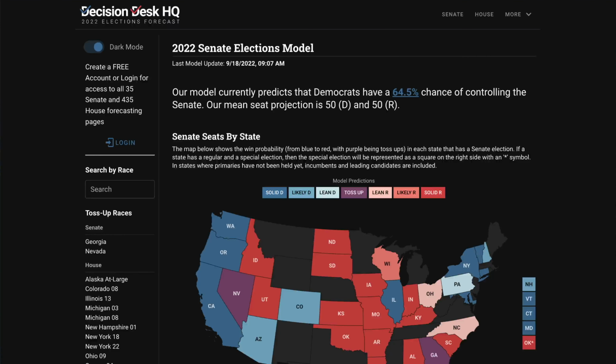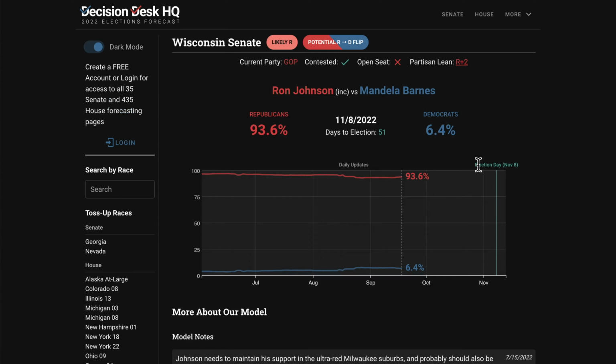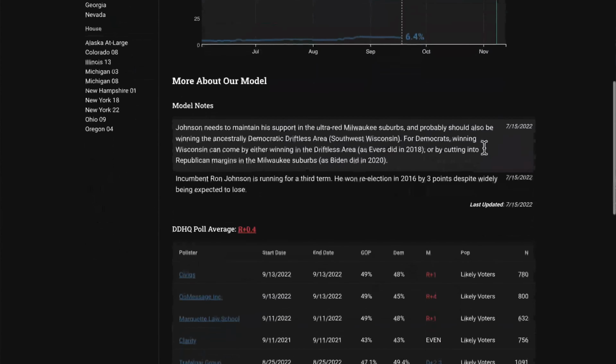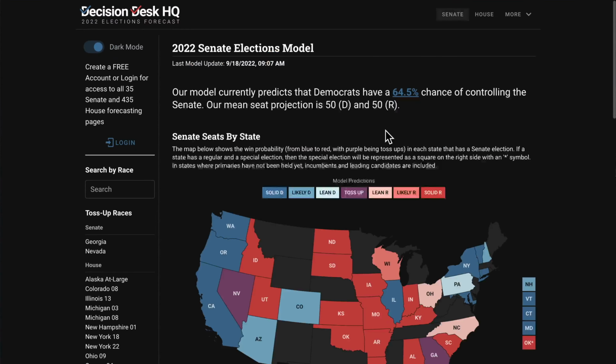And finally, we have the Decision Desk HQ forecast. Not my favorite forecast either. I think that their rating in Wisconsin is just absolutely terrible. They have Ron Johnson at a 93% chance of winning. I don't know how this is possible, even though he's only up in the polls by 0.4%. I just don't get their logic here.